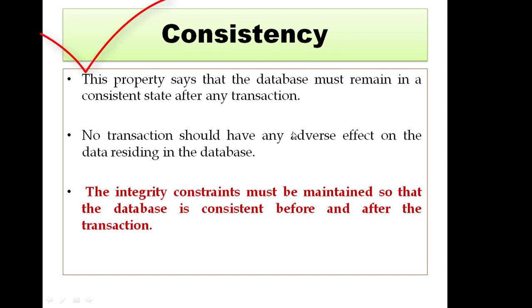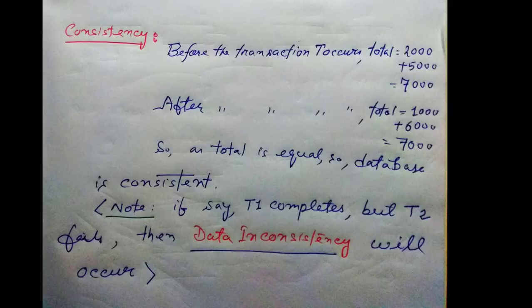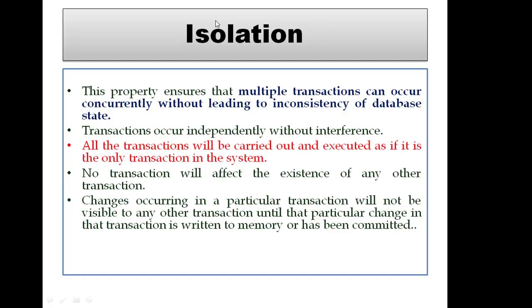And do remember that this terminology, data consistency, is very important, and you will find it everywhere. Either you are doing some data science course or some advanced logics of databases, everywhere you will find this term. Now coming to the third property, that is isolation.